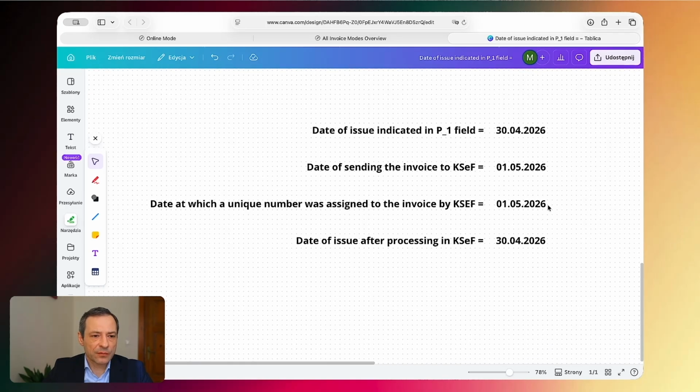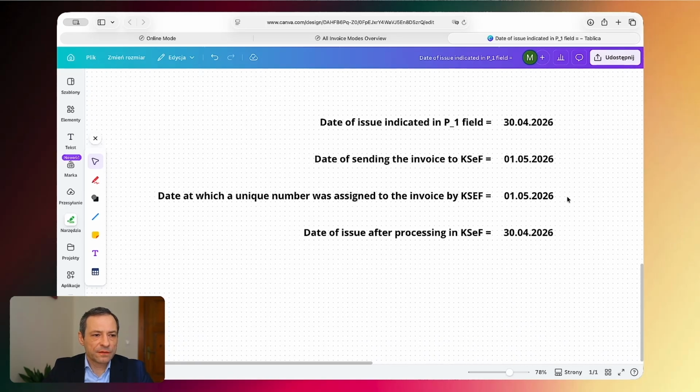In another example, we have an invoice in which the date of issue indicated in the P1 field is 30th of April 2026.